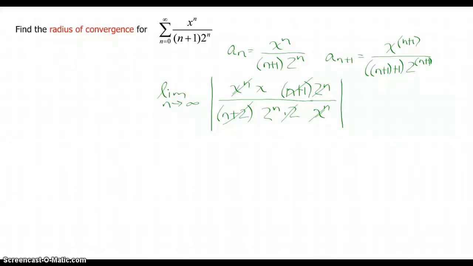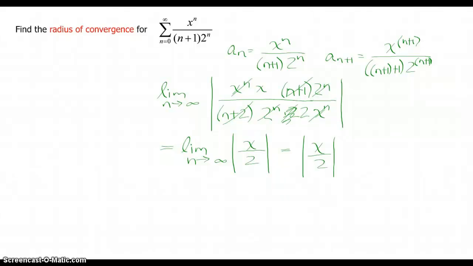Oops, I marked out the wrong thing here. Sorry about that. This is still there. So the 2 to the n cancels with the 2 to the n in the numerator. Going too fast. All right, so now this cleans up to the limit as n approaches infinity of the absolute value of x over 2. Well, that's a constant as far as n is concerned. When I take n to infinity, that's what I'm going to get for an answer.